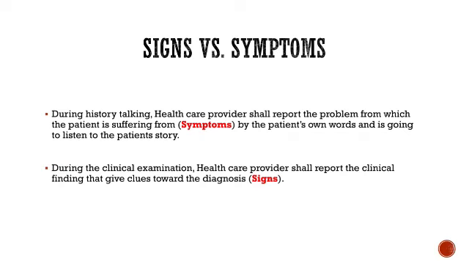While signs refer to findings during the clinical examination, where the healthcare provider shall report the clinical findings that give a clue toward the diagnosis. So signs are detected during clinical examination, while during history taking we report symptoms. It's important to differentiate between the two.